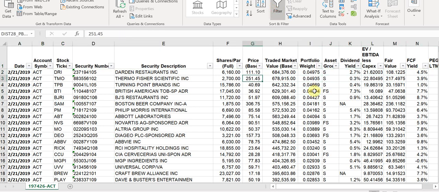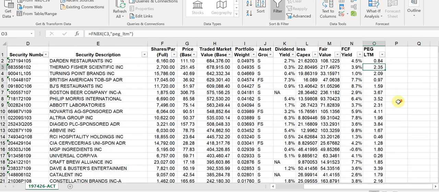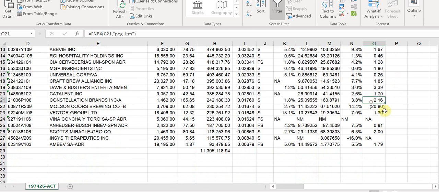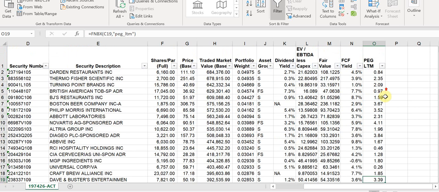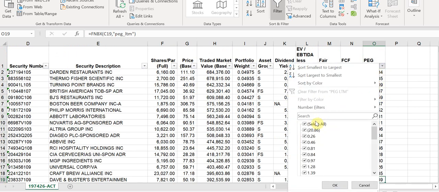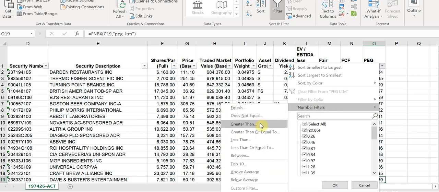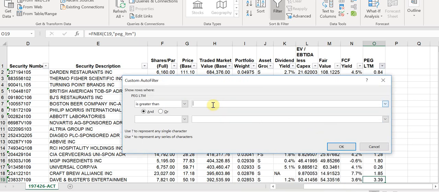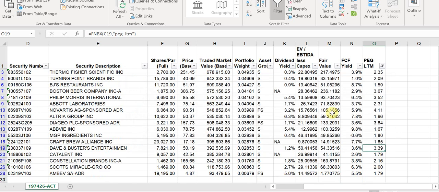So here now, let's think about things from just a valuation standpoint. I don't want to invest in anything that has negative growth, or even a very, very high PEG ratio. So let's say anything greater than 1.5.